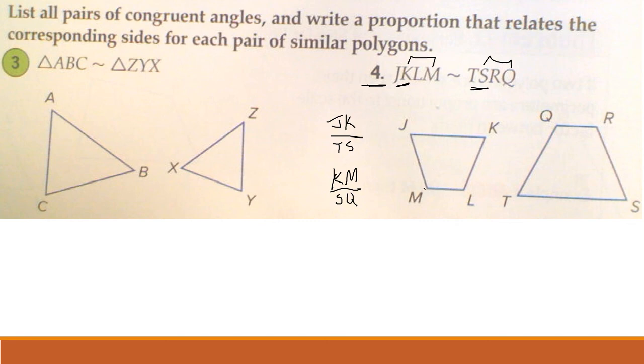Now, KM and SQ are diagonals, so they're a little bit weird, but they could theoretically happen. And then same thing with LM and RQ and QT and MJ. As long as they're in the same order of the polygons, we can use them to create a scale factor.